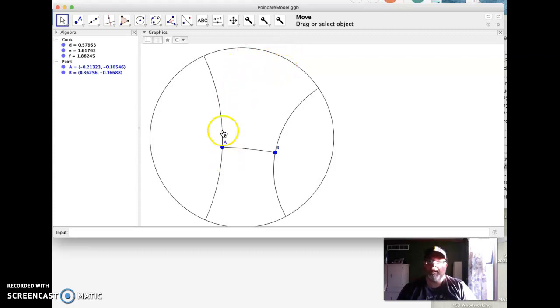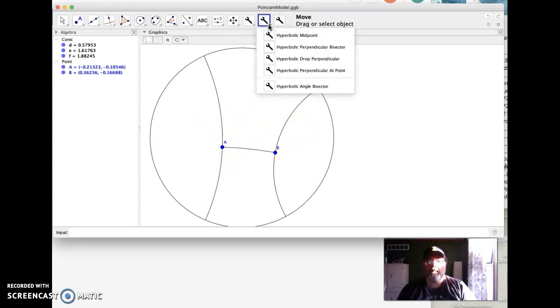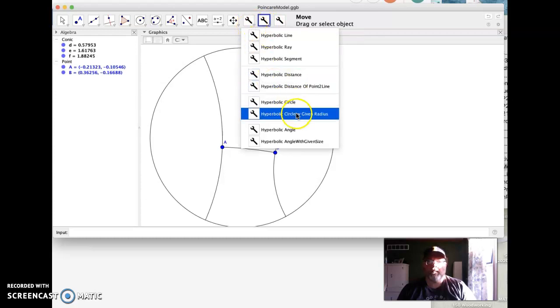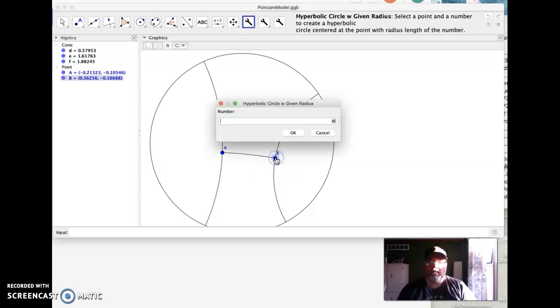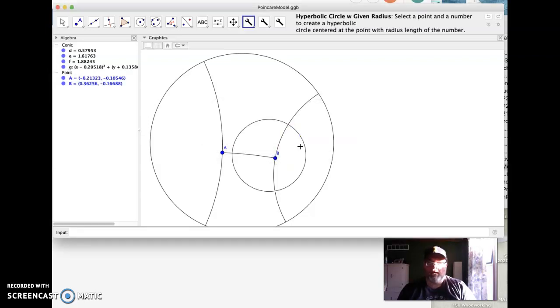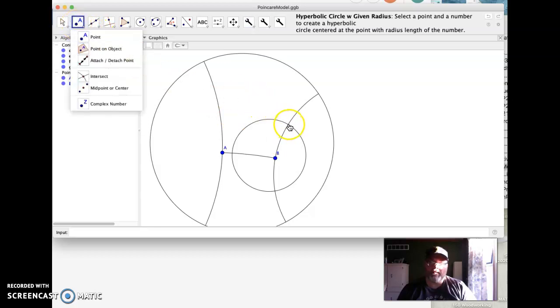now I'm supposed to make these two sides congruent. So what I'm going to do is go, where do you go? A circle with a given radius. I'm going to click here, and then I'm going to say, I don't know, maybe I'll just say 1 for funsies. Okay, and I'm going to put a point at that intersection point.